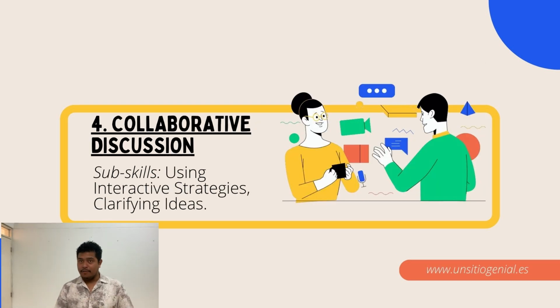Now we need a collaborative discussion. In small groups, you need to discuss the terms and their meanings with your peers. Practice using the terms in context by explaining the theory to one another. This stage promotes interactive strategies and also clarifying ideas.